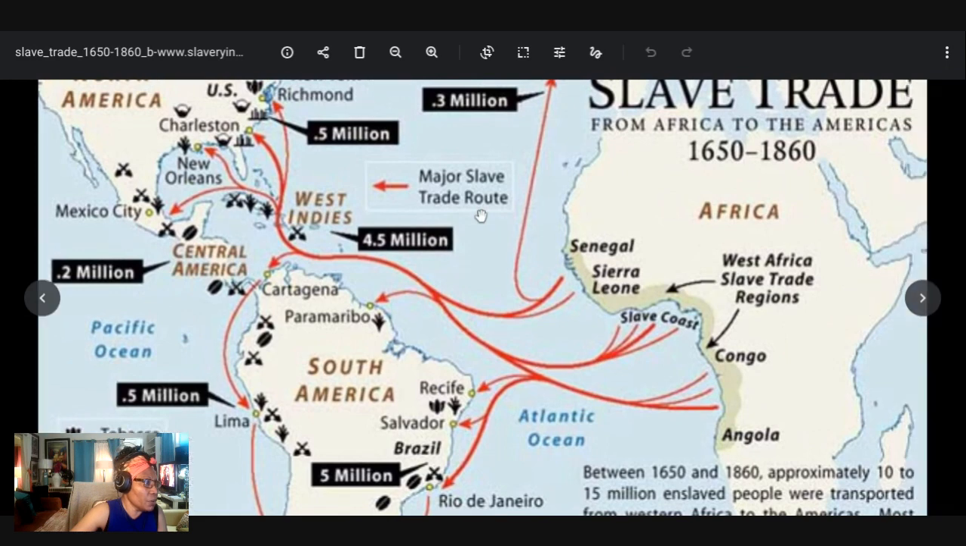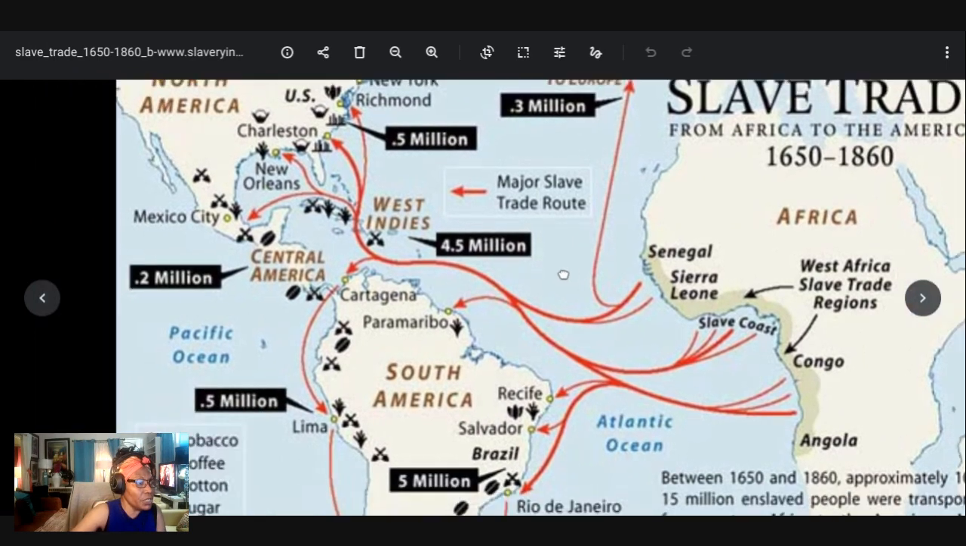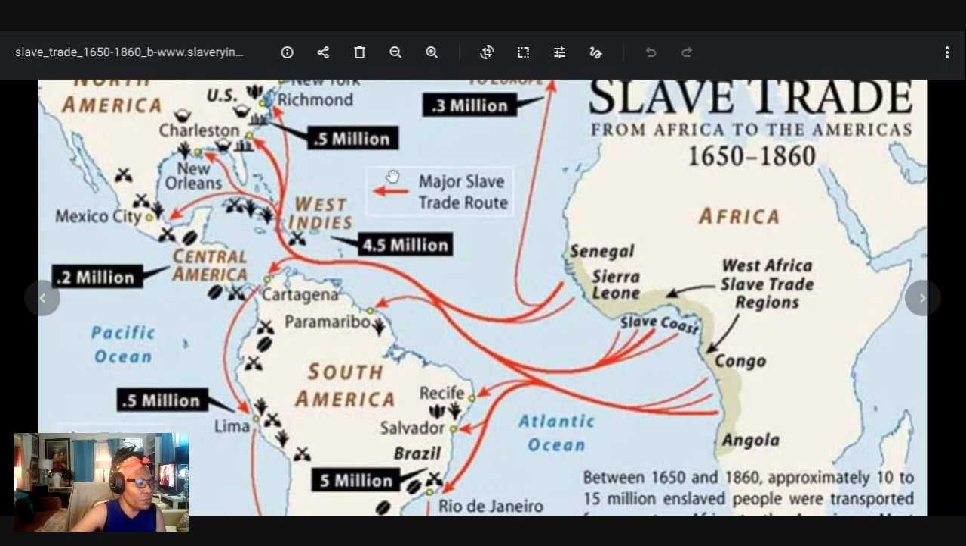Major slave trade routes. These other routes. So it scatters. The Most High scatters in the four corners. That's what he did. He used these nations to scatter us in the four corners. If you read this whole map here, I would say that fits Deuteronomy 28 to the T, up until this day.